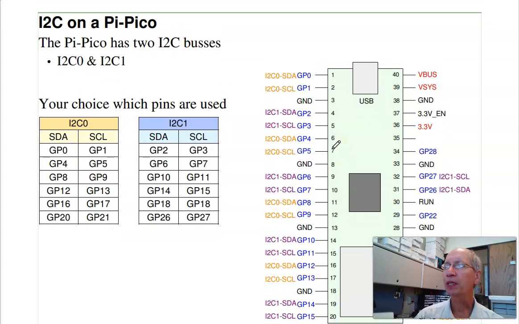In terms of the Pi Pico, there are 2 I2C buses. They can be connected to multiple pins, your pick. But again, you can have 2 different buses running at the same time. On any given I2C bus, you can talk to multiple devices, as long as they each have a different address.